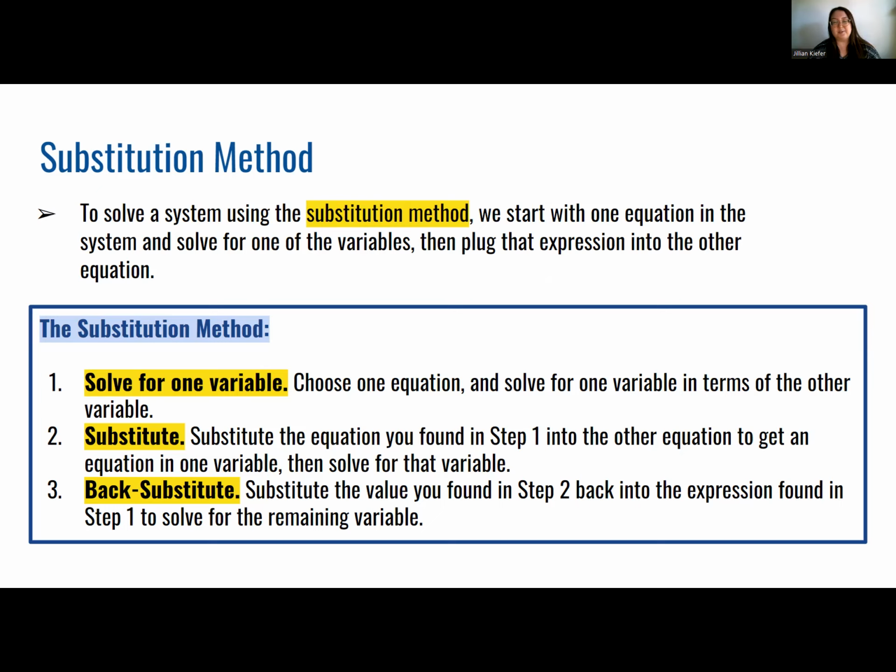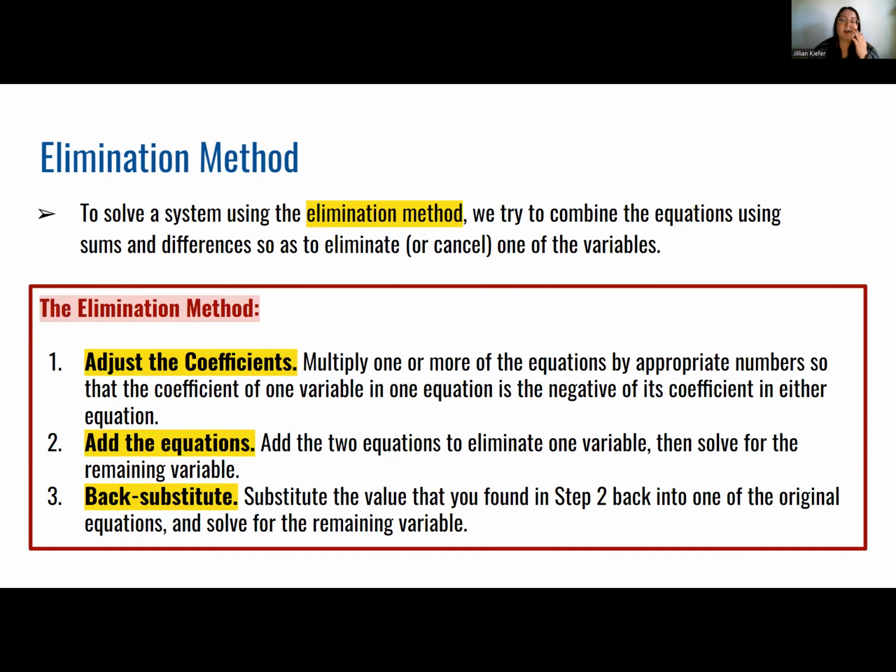And once again, we'll see this in action once we go over the other methods. So we're kind of just brief overviewing here. Our second method is going to be the elimination method. It's also a little bit self-explanatory. You're eliminating things. That would be the goal. So to solve a system using the elimination method, we have to combine the equations using sums and differences to try to eliminate or cancel one of the variables.